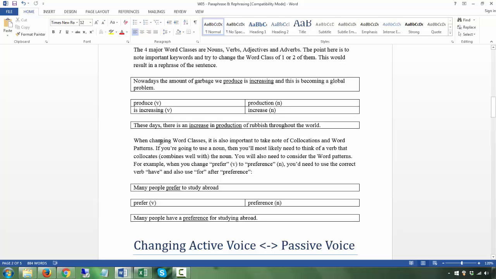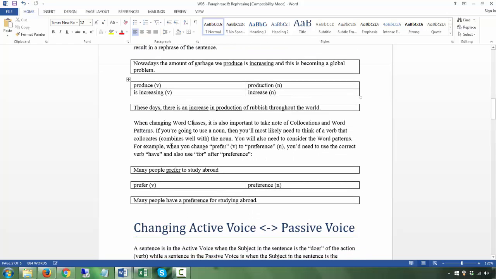When changing word classes, it is also important to take note of collocations and word patterns. Again, the same thing as before. If you're going to use a noun, then you'll most likely need to think of a verb that collocates, that combines well with the noun. You will also need to consider the word patterns. For example, when you change prefer to preference, you need to use the correct verb have, and also use for after preference. So if you say many people prefer to study abroad, and you change this, rather than using prefer as a verb, you use preference as a noun. Then it will be many people have a preference for studying. So firstly, you are using a noun, and you have to find the correct verb.